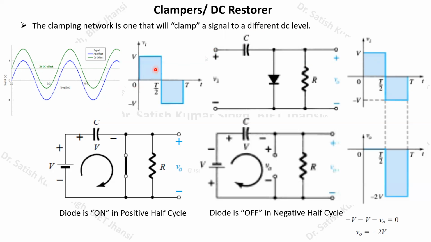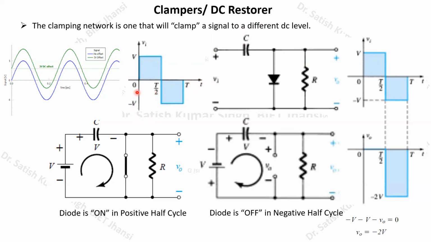Let us suppose this particular signal. We have this square wave, and this square wave has its excursion between minus V volt to plus V volt. So its peak to peak variation is 2V volt. Here you can see this waveform is symmetrical about this 0 volt axis, symmetrically arranged about this particular 0 volt axis.